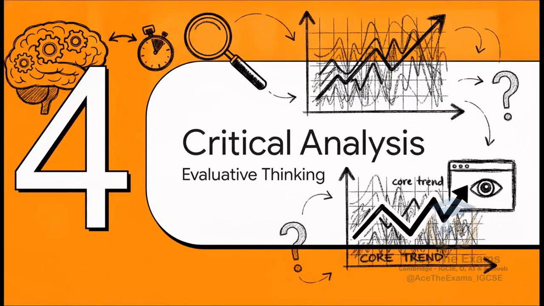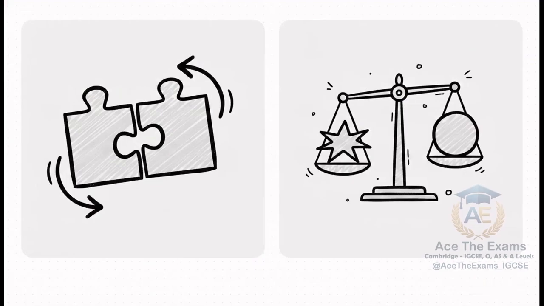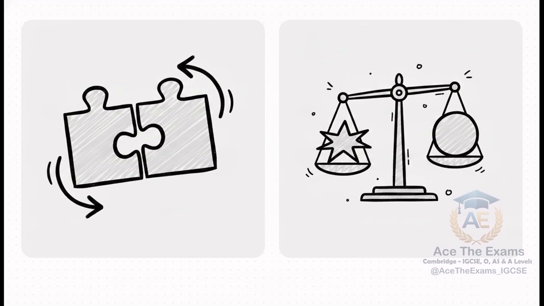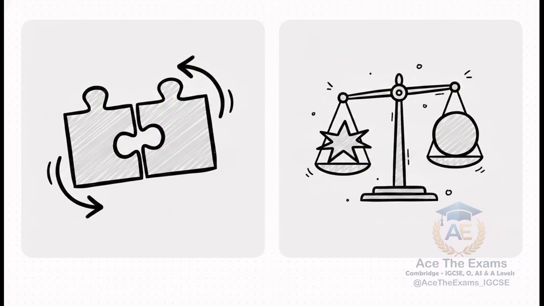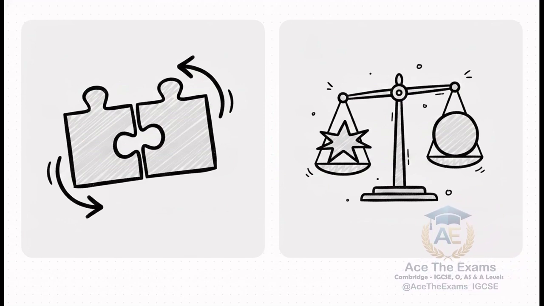Section 4. Critical Analysis Strategies. Let's get into some high-level evaluative thinking. Okay, it's time for a quick mental challenge. I want you to picture a 60-second visual countdown timer running in your head right now. Imagine trying to extract a core trend from a super complex chart about user error rates.